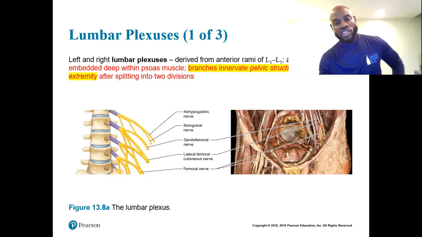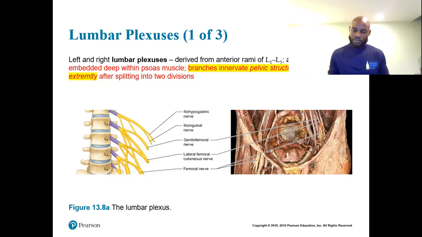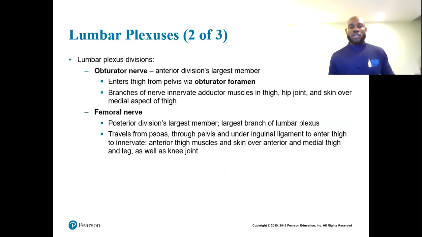Okay, and so you'll see here the lateral femoral cutaneous nerve, femoral nerve, genitofemoral nerve. Okay? So innervating pelvic structure around the hips, basically, and then your lower body. And it talks about some of the nerves off of the lumbar plexus.